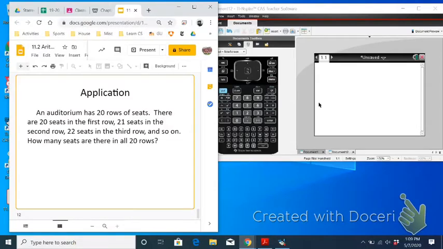Okay, here's one more application problem. So we have an auditorium that has 20 rows of seats. So there's 20 seats in the first row, 21 in the second row, 22 in the third row, and so on. So how many seats are there in total?